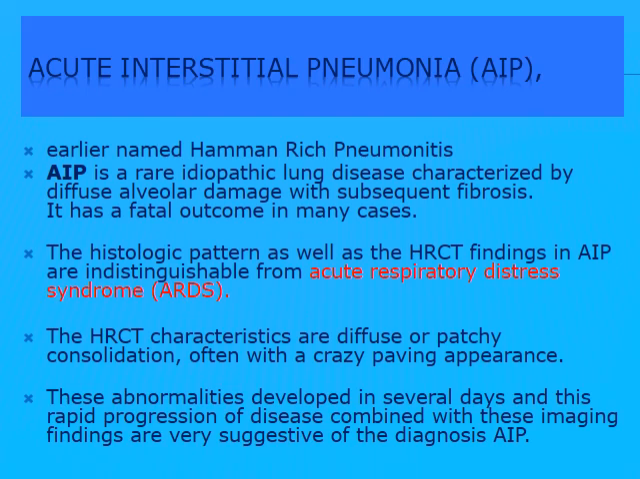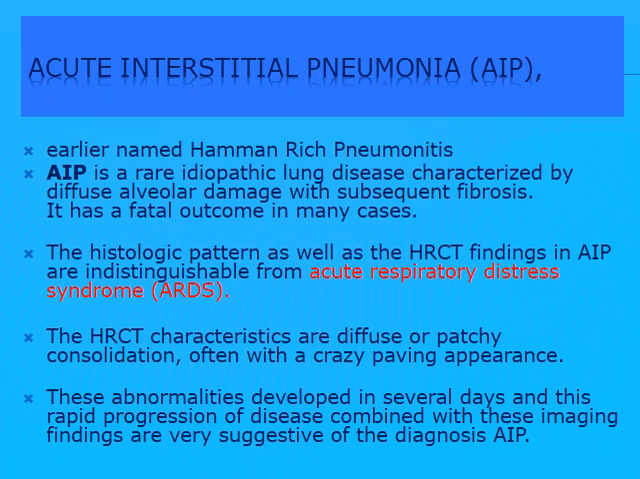Acute interstitial pneumonia, AIP, previously called hemorrhage pneumonitis. It is a rare idiopathic lung disease characterized by diffuse alveolar damage, which is called DAD, with subsequent fibrosis. It has a fatal outcome in many cases. The histological pattern as well as the high resolution CT findings are similar to ARDS, but as I've told you, clinically ARDS has risk factors, either pulmonary or extrapulmonary. This one is idiopathic. All of a sudden, it occurs as an acute respiratory distress pattern.